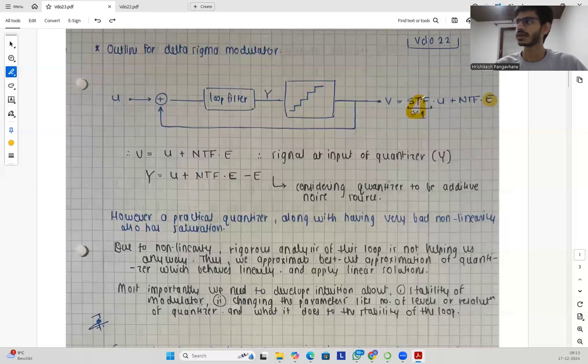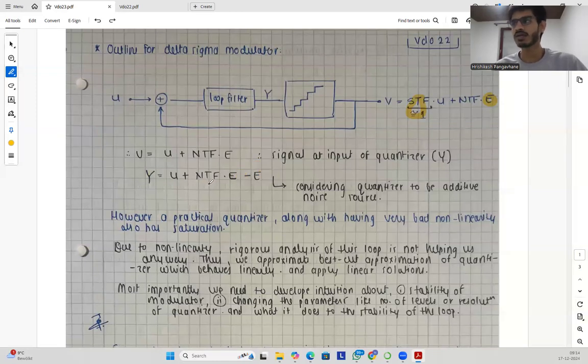So we also said that in our signal band, the signal transfer function is approximately 1. So we were at this relation where we had V equals U plus NTF times E. So basically the signal at the input of the quantizer, which is Y, was given by U plus NTF times E, which is basically the output V minus the error, which is E. And this is something we considered, that the quantizer was to be an additive noise source. And by assuming that, we said that yes, the output is basically Y plus some additive noise source E. And from that assumption, we said that Y equals U plus (NTF minus 1) times E.